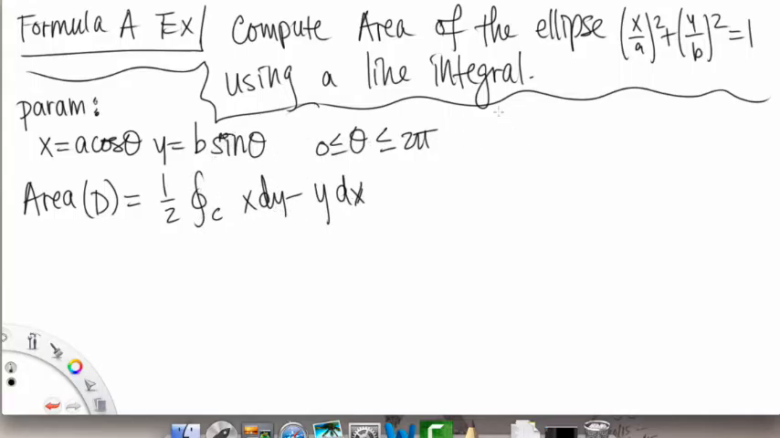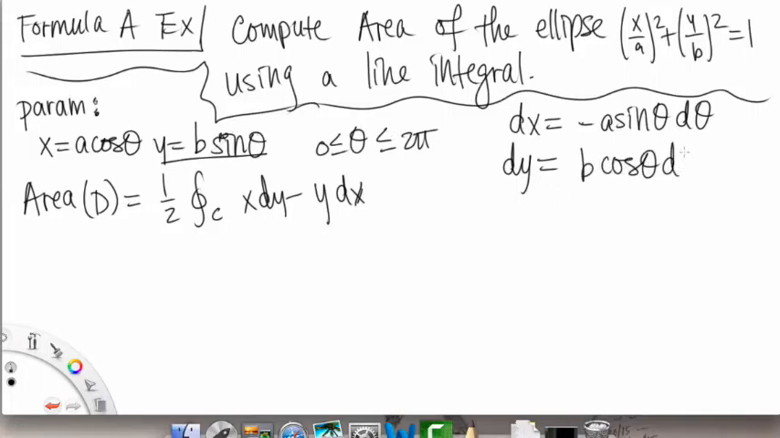But what we can do simply is just take the first derivative of x to get dx. So if we derive that once, with respect to theta, we're just going to get a negative a sine theta d theta. And similarly for dy, we just differentiate this equation once with respect to theta. So that would turn out to be b cosine theta d theta. Alright, so now we have all of the tools, all the components that we need to plug into this equation, and then we'll just simply solve for the area.